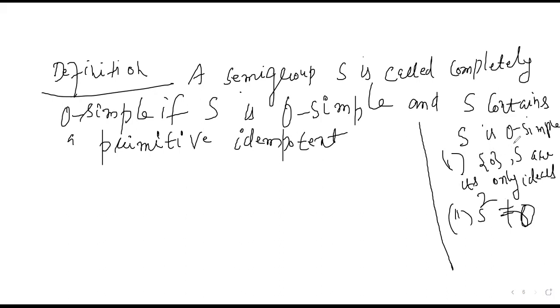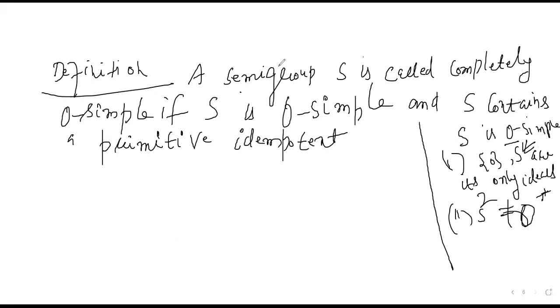A semigroup is said to be simple if it has no proper ideals. ये सेकंड कंडीशन नहीं होगी उसमें. लेकिन अगर सेमी ग्रुप विद जीरो है तो उस केस में यू कॉल इट एज जीरो सिंपल इफ जीरो एंड एस आर इट्स ओनली आइडियल्स, फर्स्ट कंडीशन. सेकंड कंडीशन इज दैट एस स्क्वायर इज नॉट इक्वल टू जीरो.